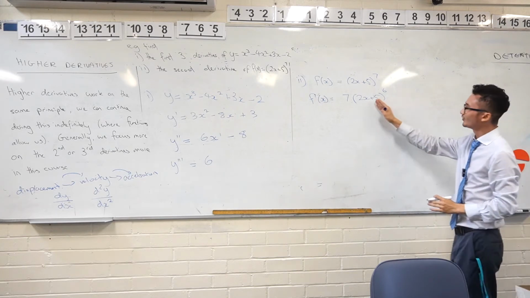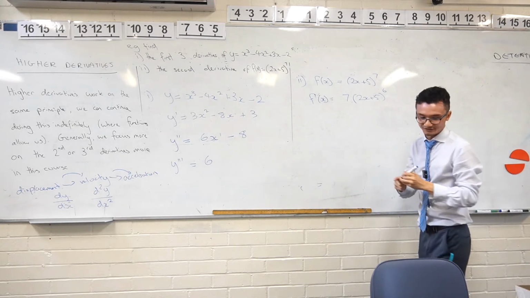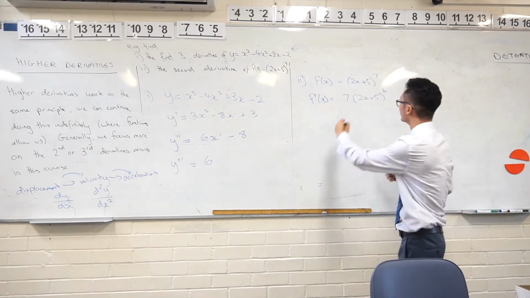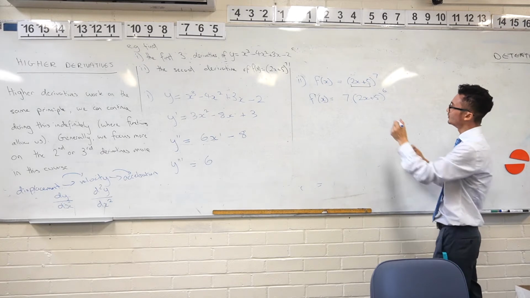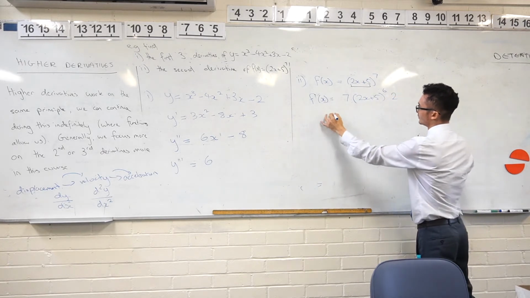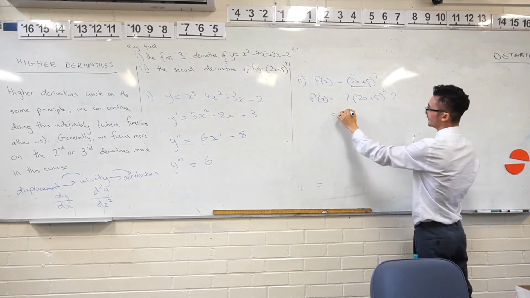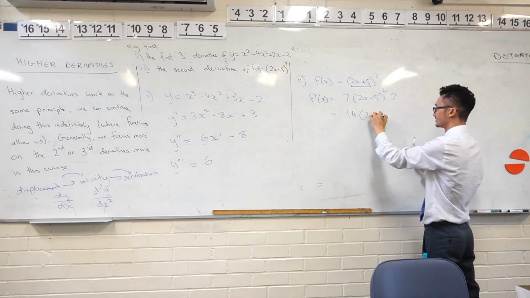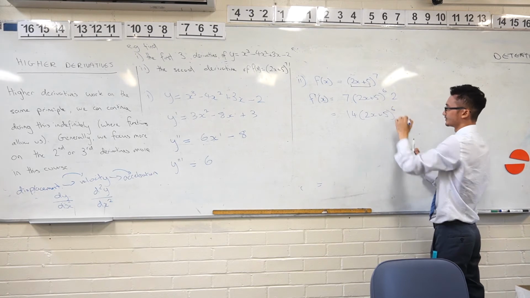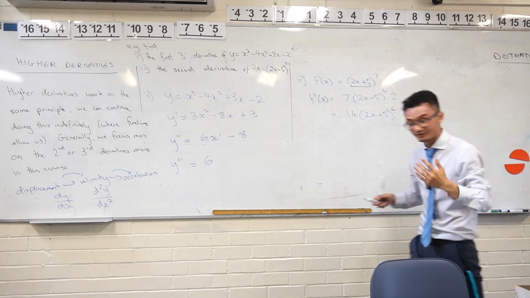But then we also have to multiply by the derivative of the inside expression here, right? So we have to differentiate this part. And so that would just be 2. And so when you put that together, you're going to get 14. So 7 times 2, that's 14 outside of 2x plus 5, all to the power 6. Okay? That's the first derivative.